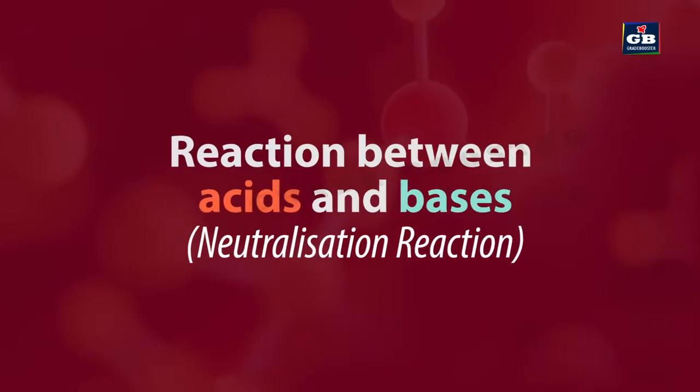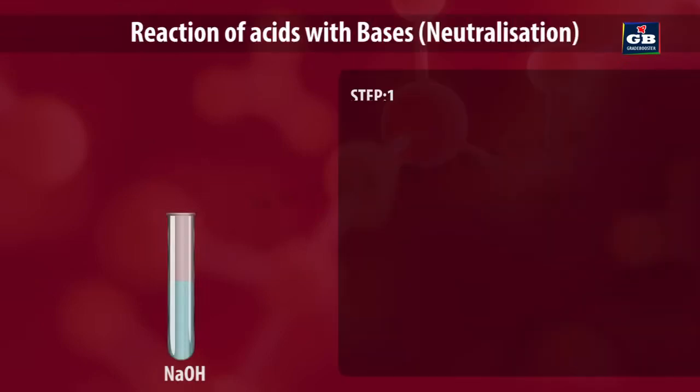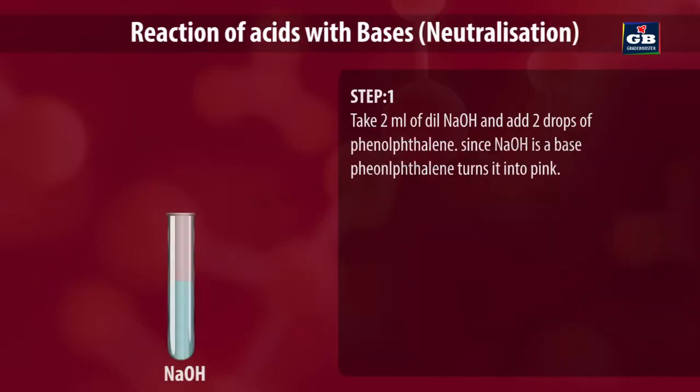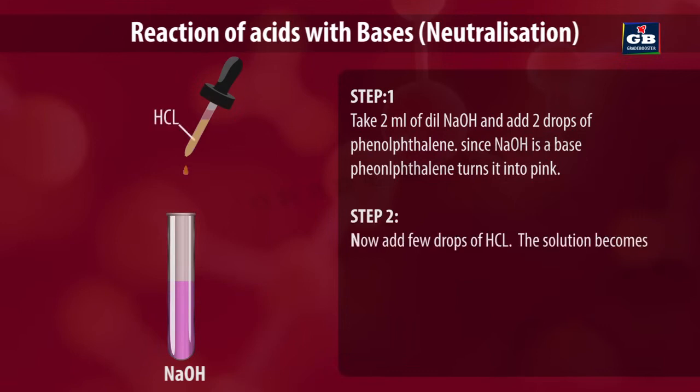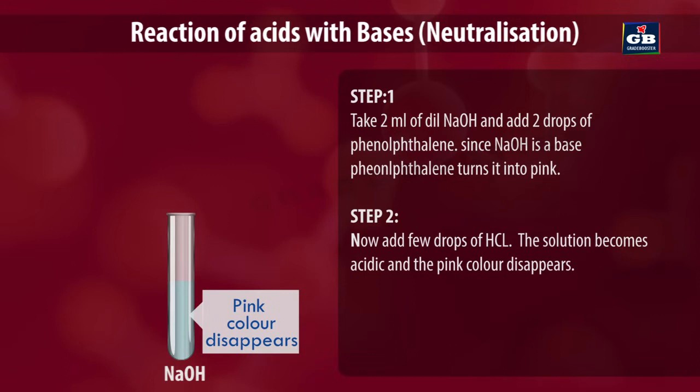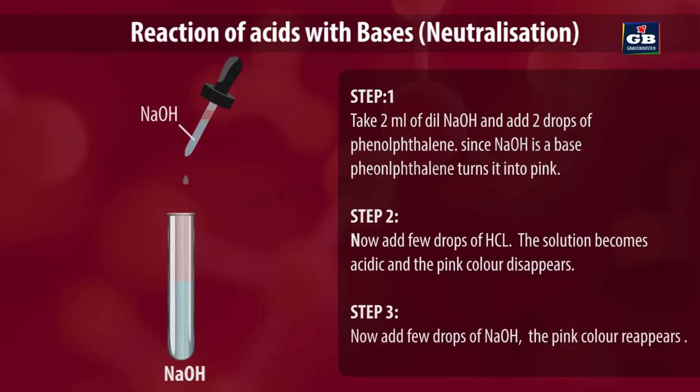Reaction between acids and bases. Take 2 ml of dilute sodium hydroxide and add 2 drops of phenolphthalein to it. Since sodium hydroxide is a base, phenolphthalein turns pink. Now add a few drops of HCl. The solution becomes acidic and the pink color disappears. Now again add a few drops of sodium hydroxide, the pink color reappears.